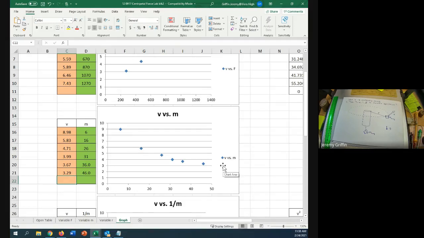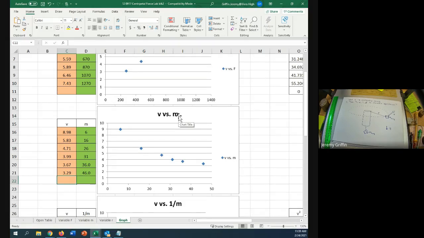Okay, so how can I manipulate the axes to linearize this? Do you think maybe I should take the reciprocal of one of those variables? I could do either one, but since I'm going to relate everything to v squared ultimately, let me go ahead and invert the mass, do 1 over mass. Is that true? Okay. So here's what I'm saying.